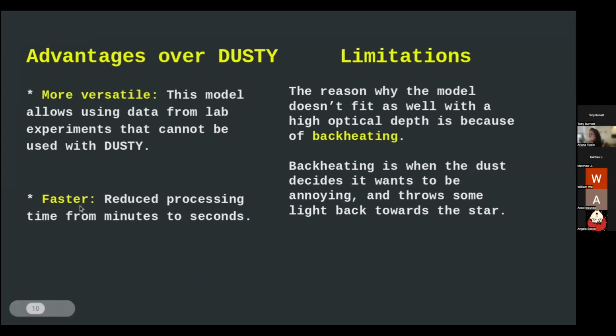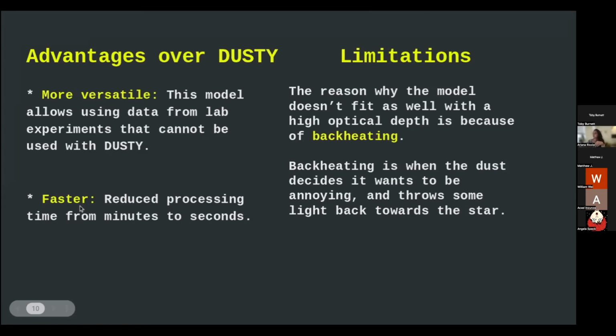Now, there are some advantages over Dusty, but there were also limitations. First, for the advantages. This model is more versatile, and it can use data from lab experiments that cannot be used with Dusty. It is also faster with reduced processing time from minutes to seconds.